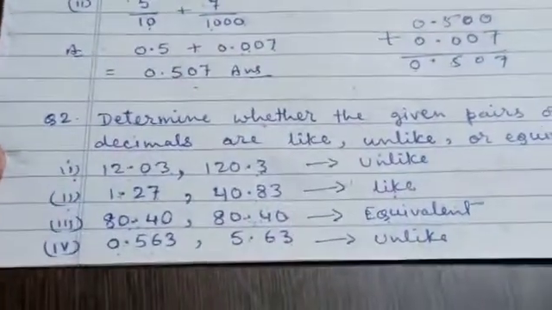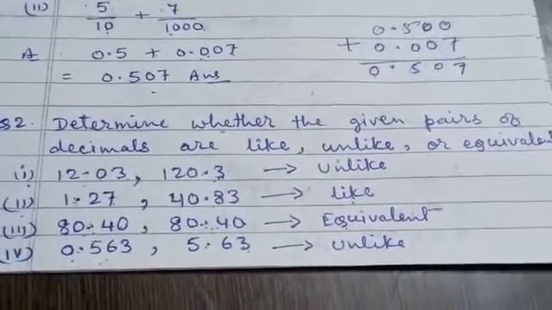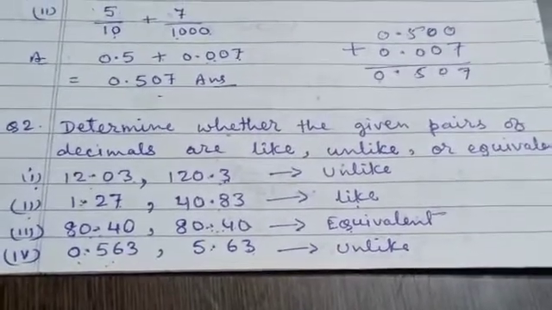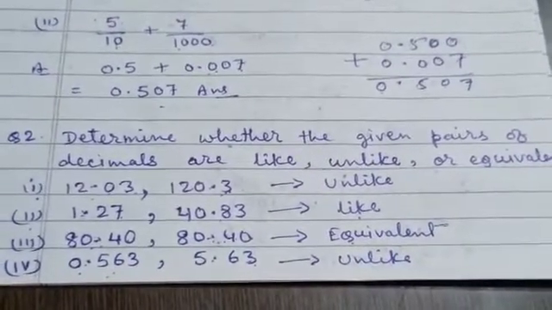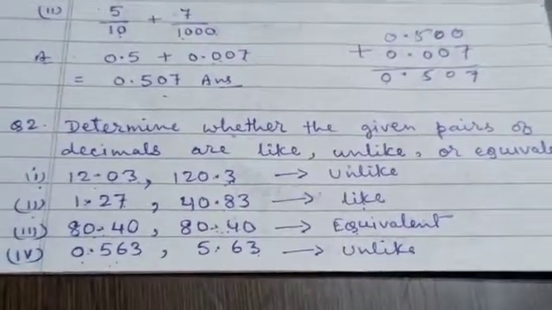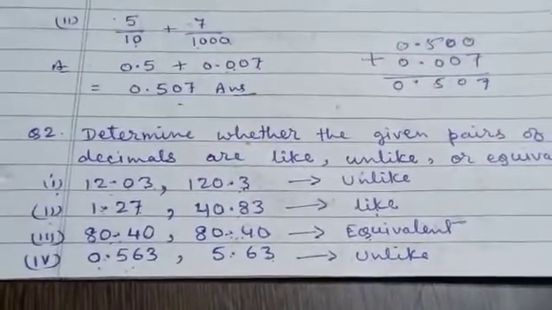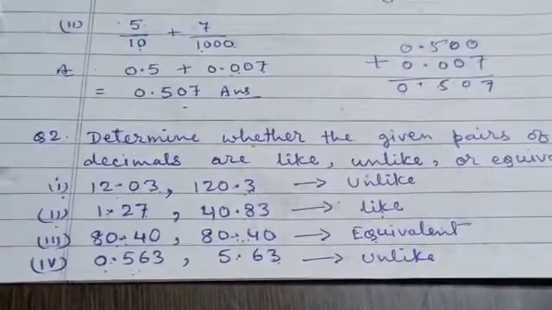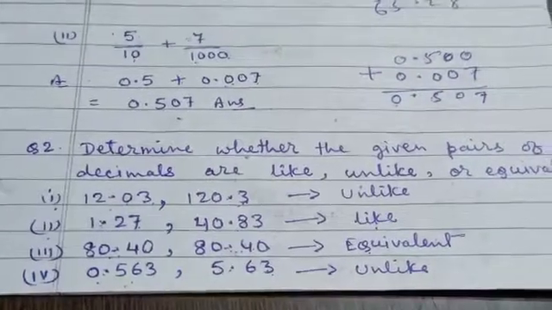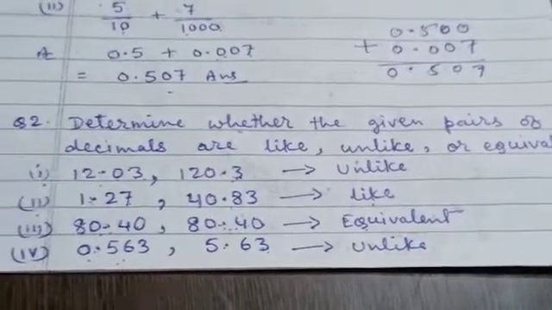Next is question number 2. Determine whether the given pairs of decimals are like, unlike, or equivalent. See, like decimals are those decimals where the decimal point is placed after the same number of digits, no matter what the numbers are, but the decimal should be at the same place. And unlike decimals have the decimal in different places. Equivalent decimals mean both the numbers must be the same.